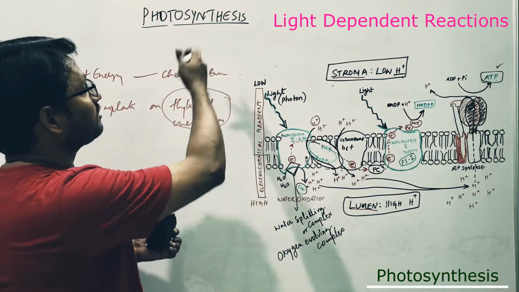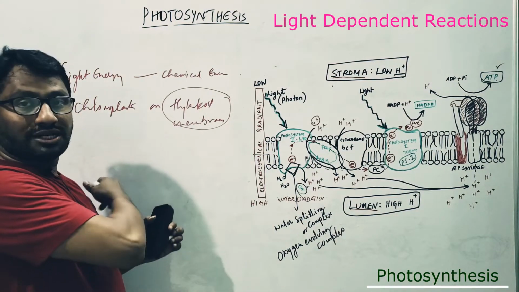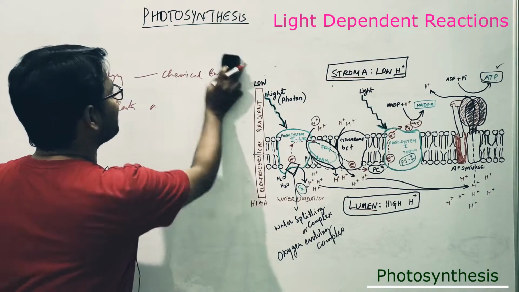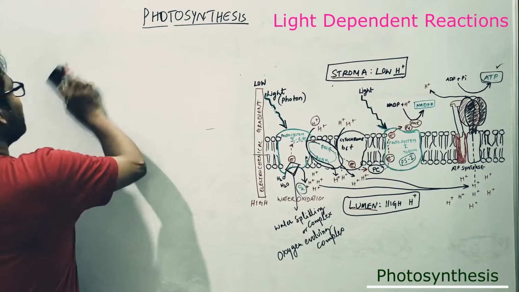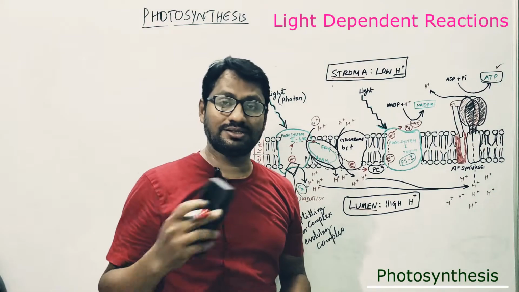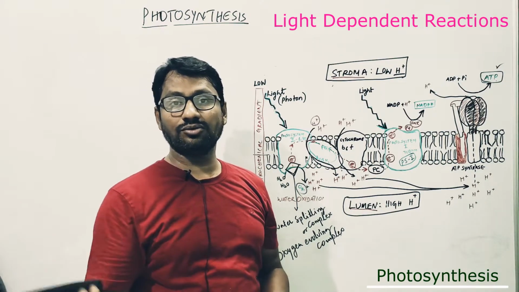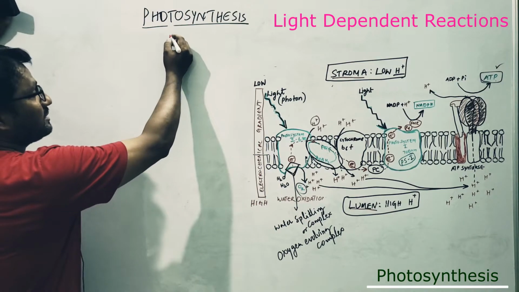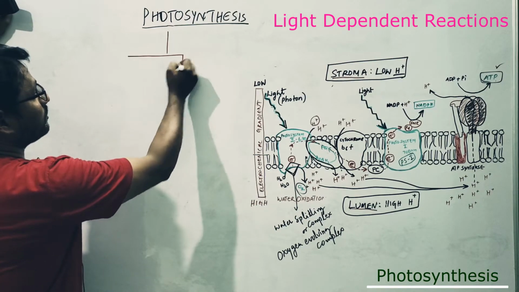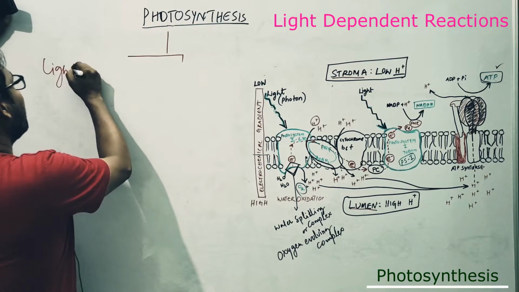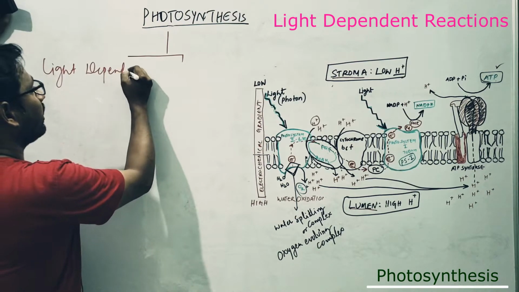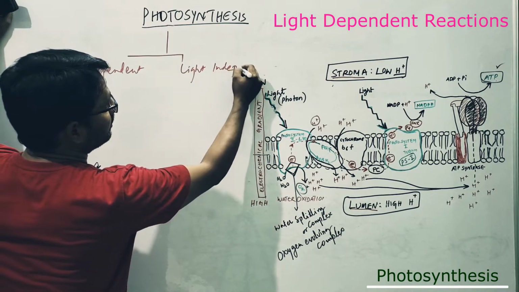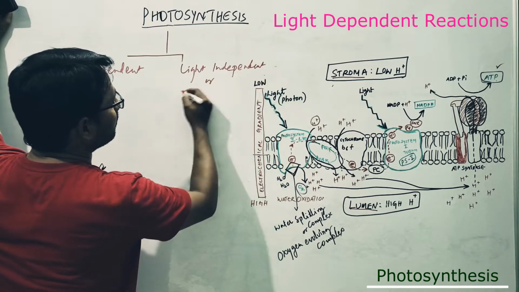Based on this, photosynthesis can be oxygenic or anoxygenic. Oxygenic photosynthesis releases oxygen into the atmosphere, whereas anoxygenic photosynthesis doesn't release any oxygen back into the atmosphere. Photosynthesis occurs in two steps. One is light dependent, another is light independent or Calvin cycle.